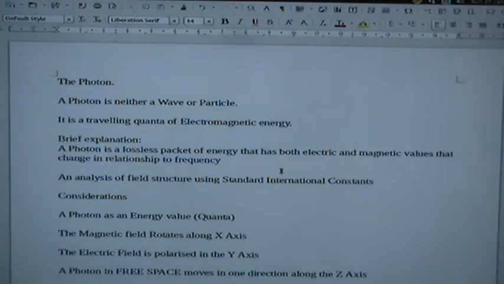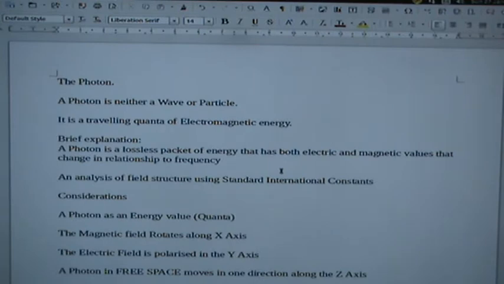So we'll look at how the magnetic field rotates along the x-axis, and how the electric field changes in volume. That's right, it's three-dimensional. It changes in volume along the y and z axis. As it's moving along the z axis, it changes in magnitude, the difference between positive and negative, but it changes in volume as well.